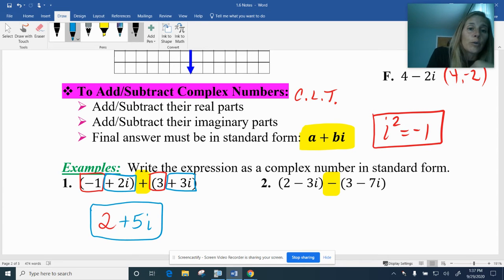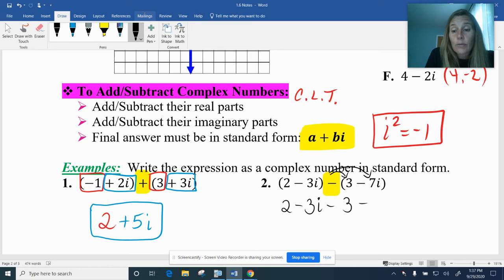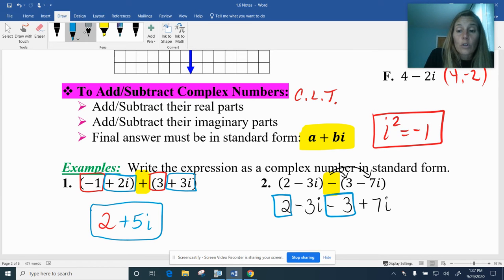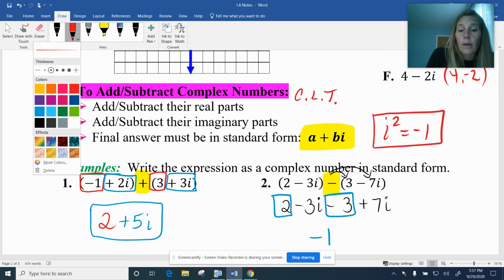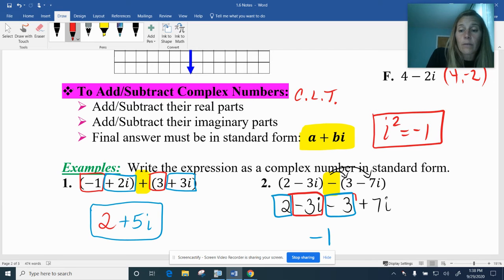Now for number 2, before you get into what we just did there, you have a subtraction, and you have to make sure you're subtracting both of those terms there in the next parenthesis. So it's really 2 minus 3i minus 3 plus 7i because we're subtracting that negative. Now you can go ahead and combine the like terms. So my real numbers, 2 minus 3, gives me negative 1. And then my imaginary numbers of negative 3 and positive 7 give me that plus 4i there at the end.